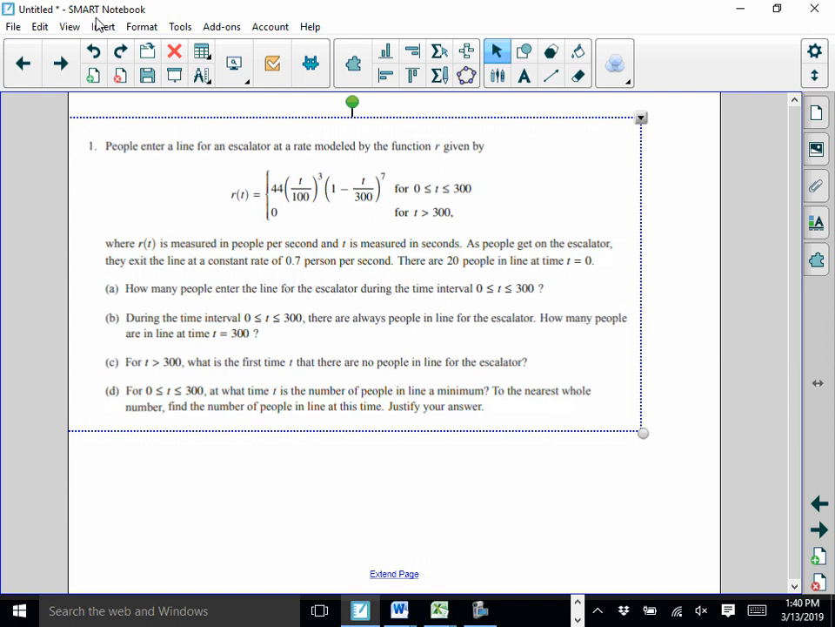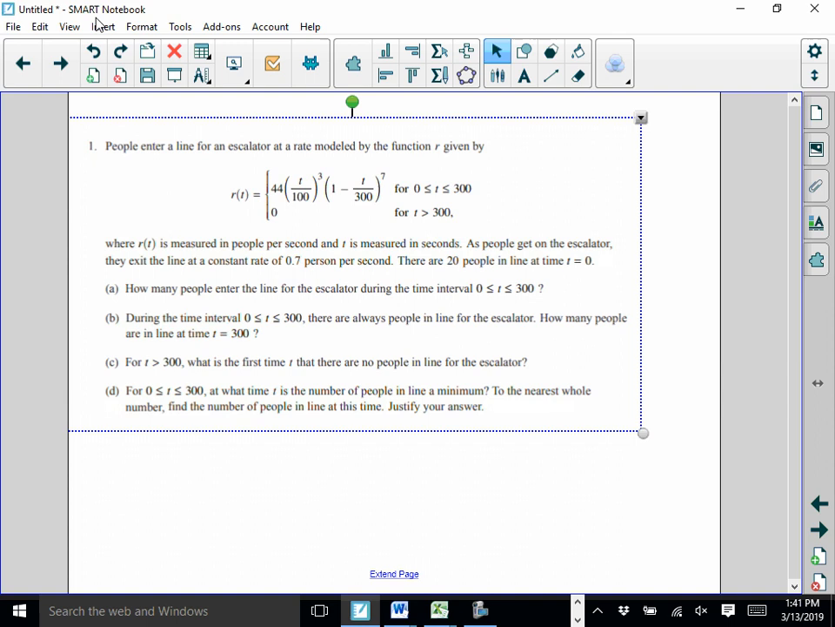Just reading through the problem here. I'm just going to read through it once. It says people enter a line for an escalator at a rate modeled by the function r given by this thing. But I want you to understand that is not an integral symbol there. That is showing that this is a piecewise function. So the rate that people enter when time is between 0 and 300, we follow that weird function. Anytime after 300, the rate that people enter the line is 0. So that means people stopped entering the line after time 300.